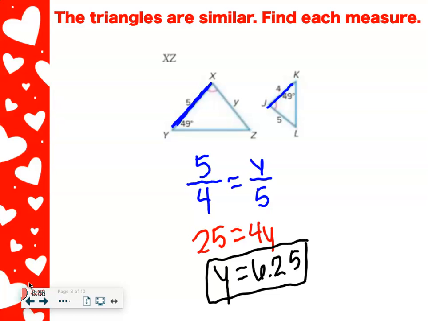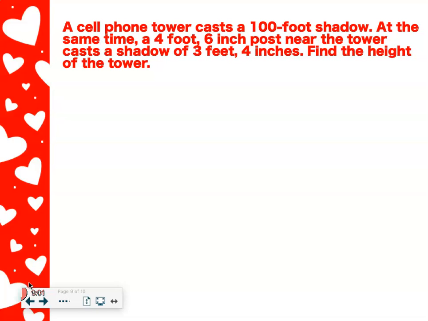Then our last one. The cell phone tower casts a 100-foot shadow. At the same time, a 4-foot, 6-inch post near the tower casts a shadow of 3 feet, 4 inches. Find the height of the tower. We have to set up a proportion. We can do the height over its shadow. That, I think, would be an easy thing to do.